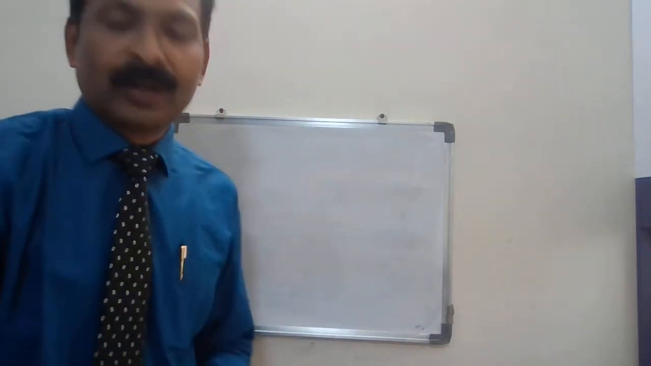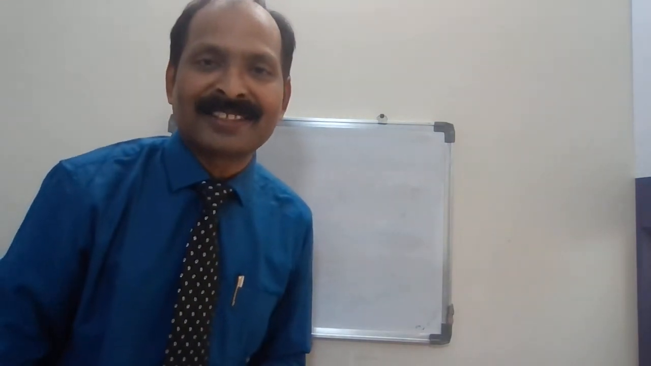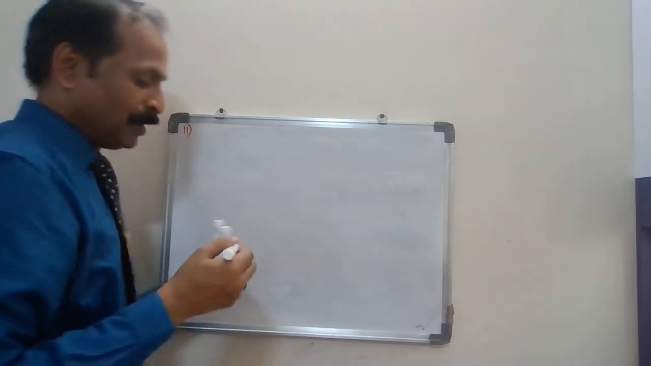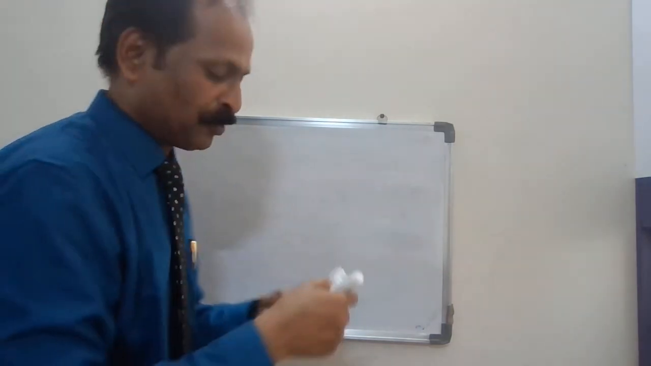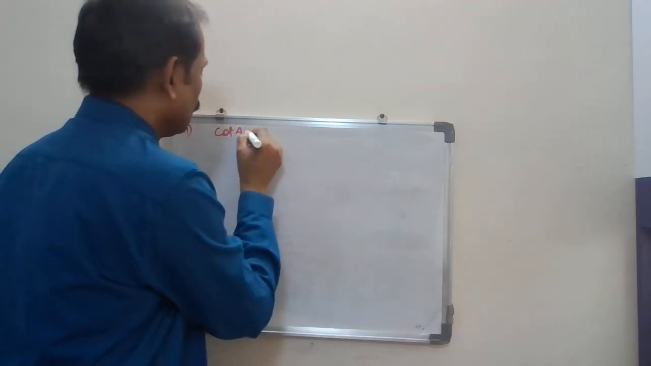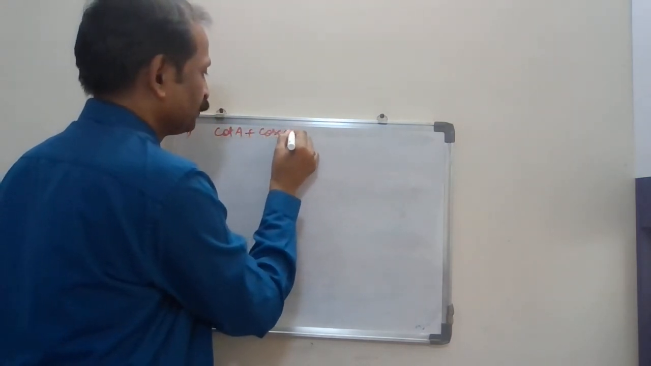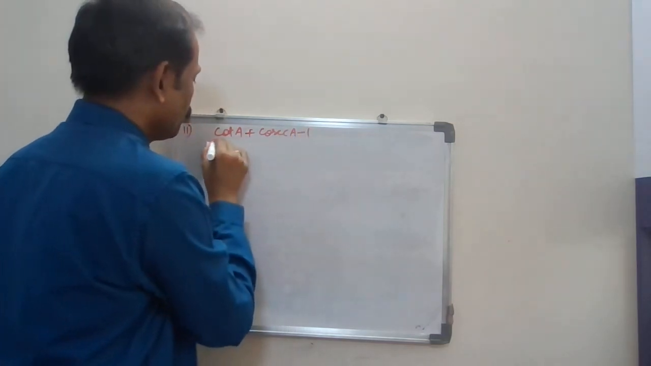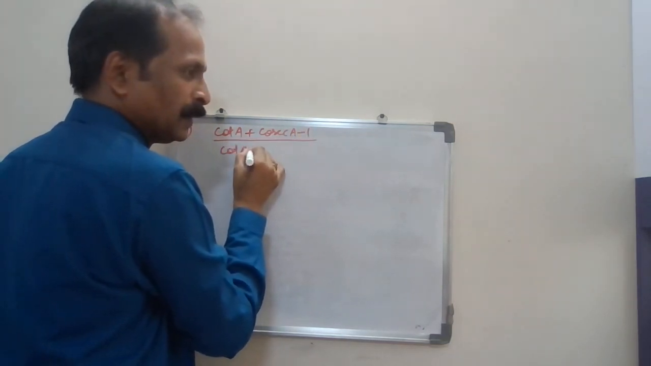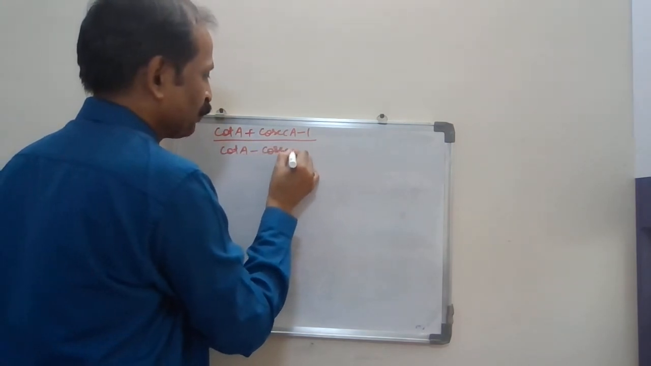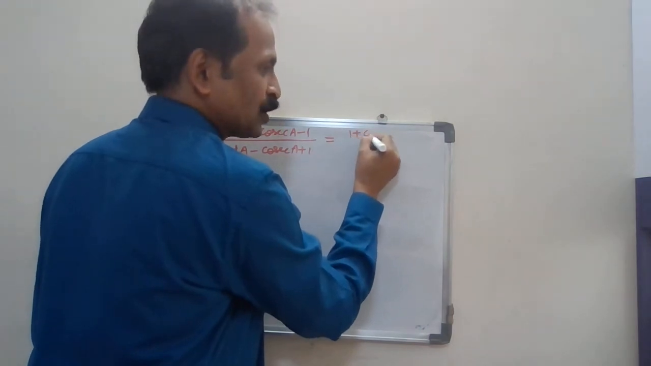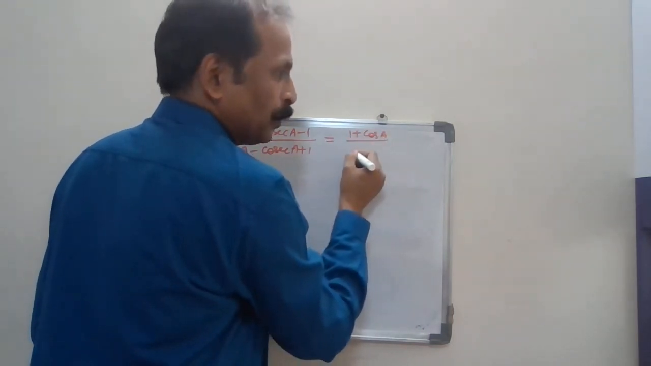Okay, this sum is considered as the toughest sum. So I don't know the number, maybe I am increasing one number. So this question is cot A plus cosec A minus 1 upon cot A minus cosec A plus 1, and you have to prove it equals 1 plus cos A upon sin A.